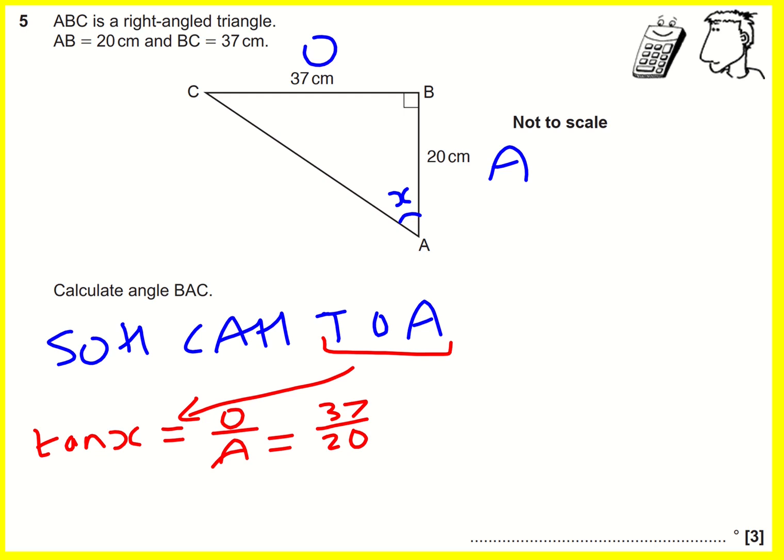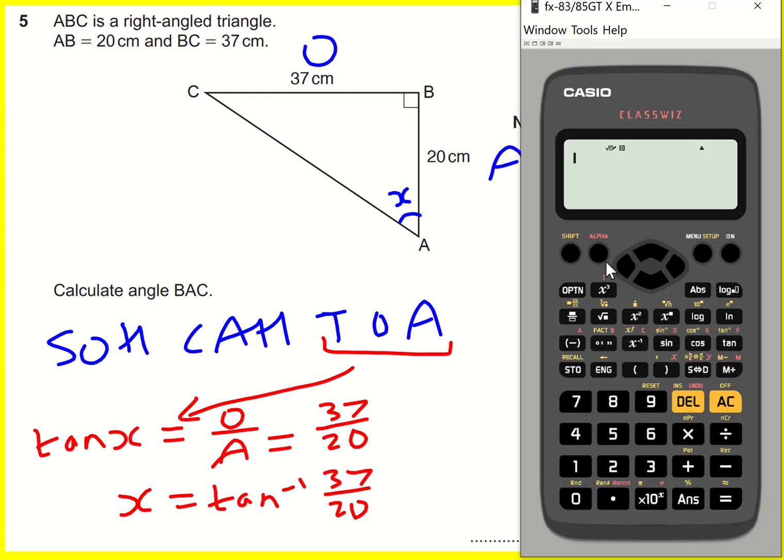can basically work back. Well, in some cases we can use the angle on the side to calculate another side. In this case, we can work back to get the angle. So we're going to do the opposite of tan, which is inverse tan of 37 over 20, and that will give us the angle we're interested in.